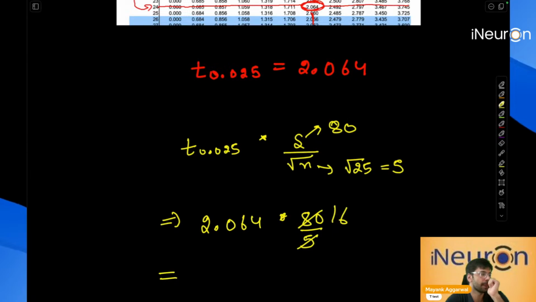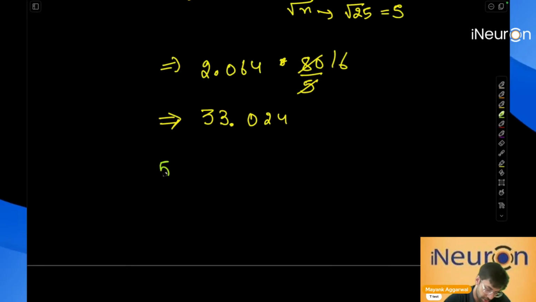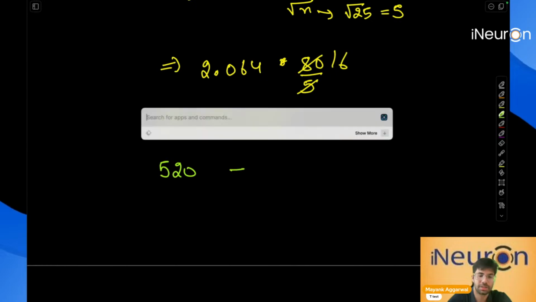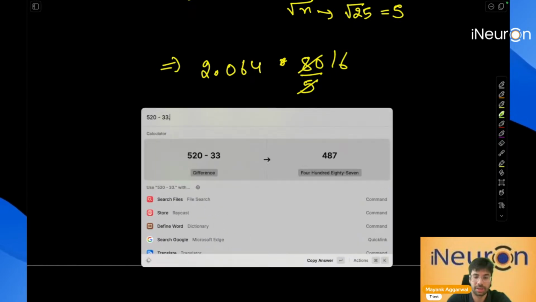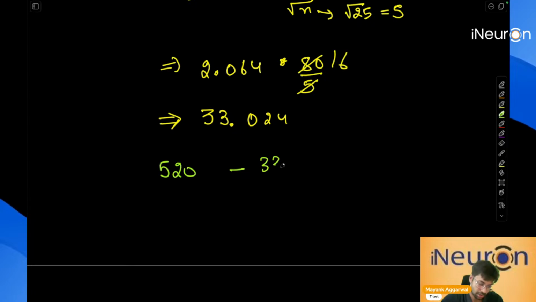Anyone has any doubt here? Anything which is not clear? So it's actually going to be 33.024. Now my mean was 520, right? So if I subtract this, 520 minus 33.024, I'm getting 486.93 or 97. I hope this is clear, everyone. 486.93, I think, was the answer.